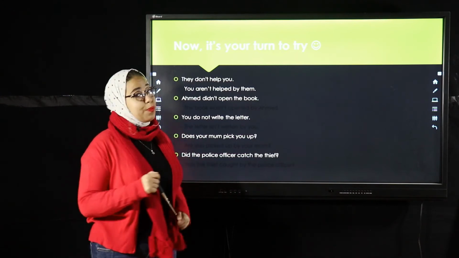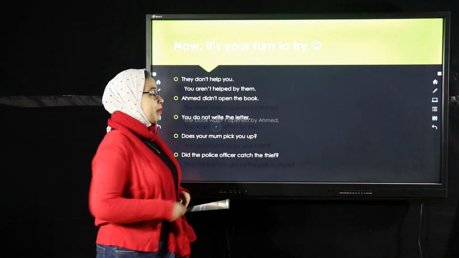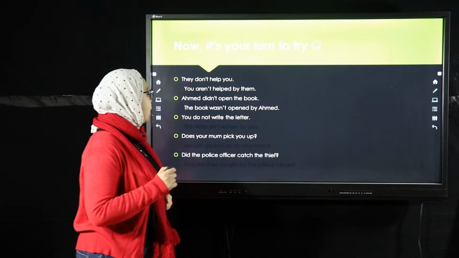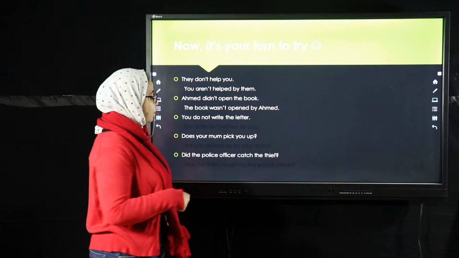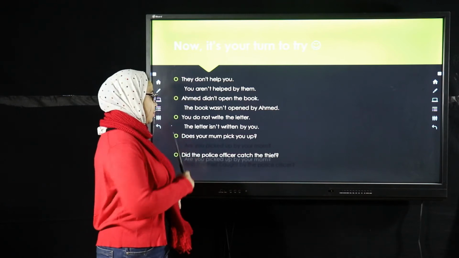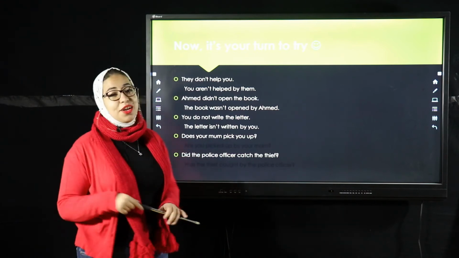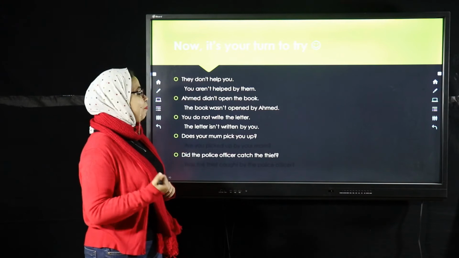Ahmed didn't open the book. Amazing. The book wasn't opened by Ahmed. You do not write the letter. The letter isn't written by you. And the next one says, does your mom pick you up?